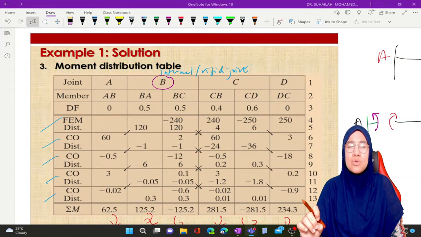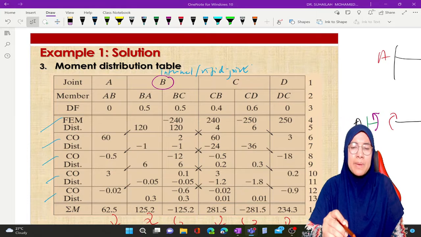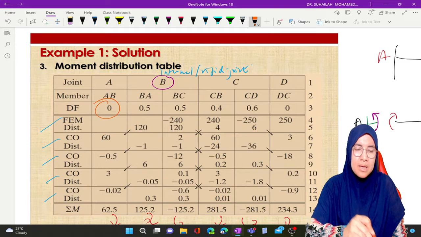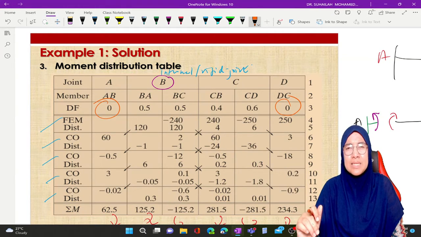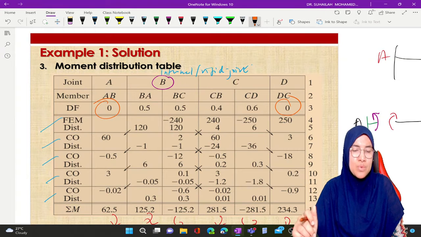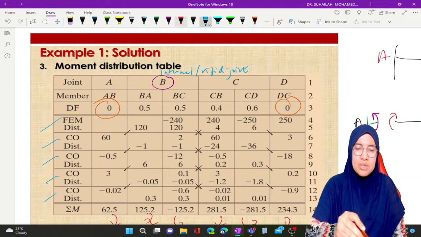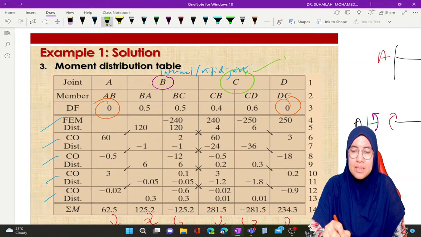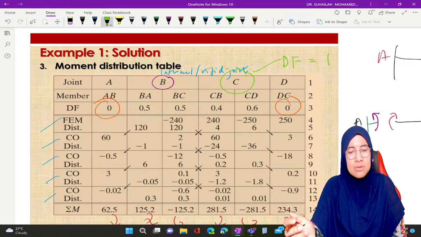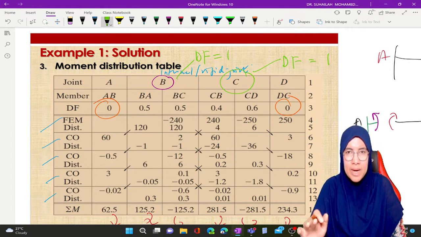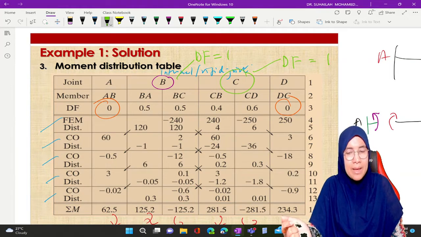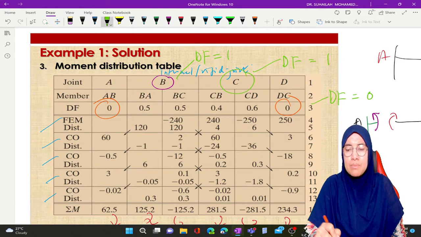We get distribution factors from the stiffness factor, and the special case is for the fixed ends, A and D. For fixed ends A and D, distribution factor is equal to 0. The rest we have to calculate. So we get BA and BC 0.5, 0.5. We get CB and CD 0.4, 0.6. So always remember that the distribution factors at a joint sum to 1, except at a fixed end, where the distribution factor is equal to 0 because of the fixed end.